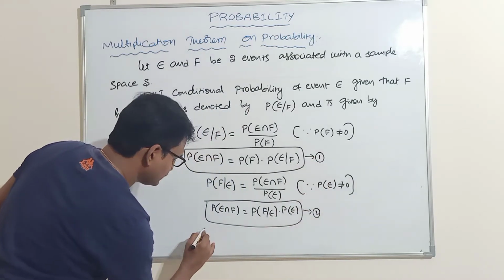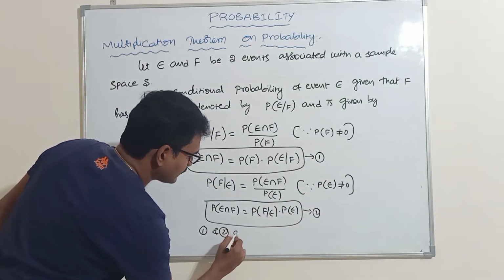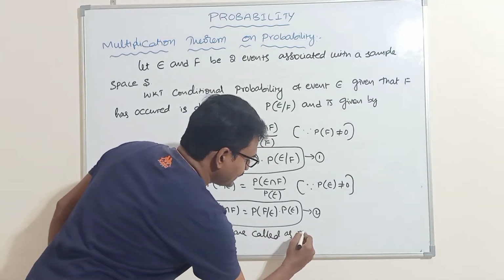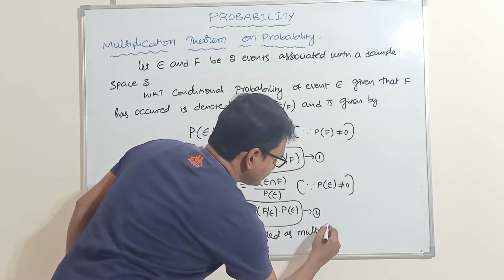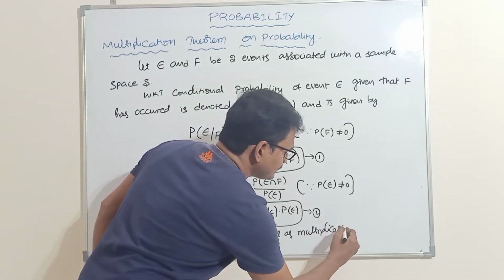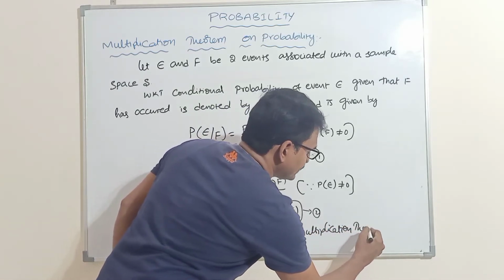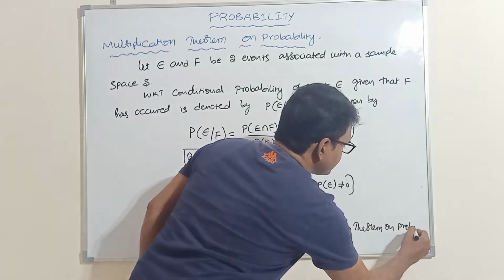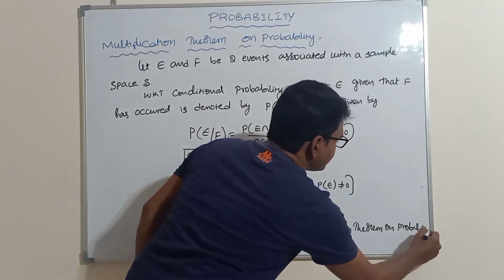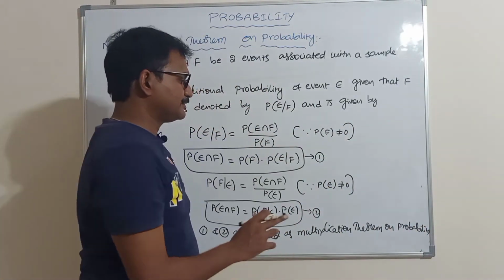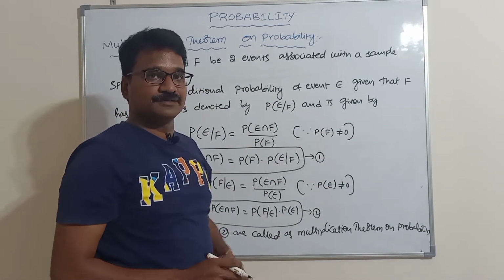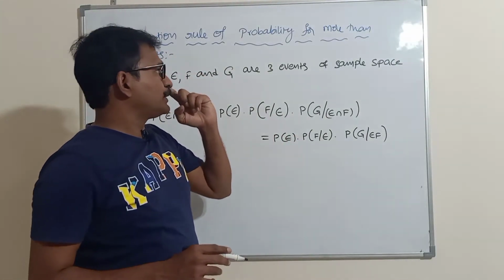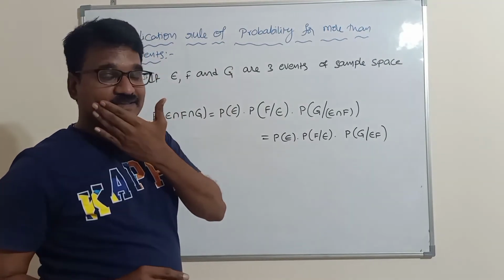These formulas 1 and 2 are called the multiplication theorem in probability, provided P of E and P of F are not equal to 0. So now, the multiplication rule of probability for more than two events.